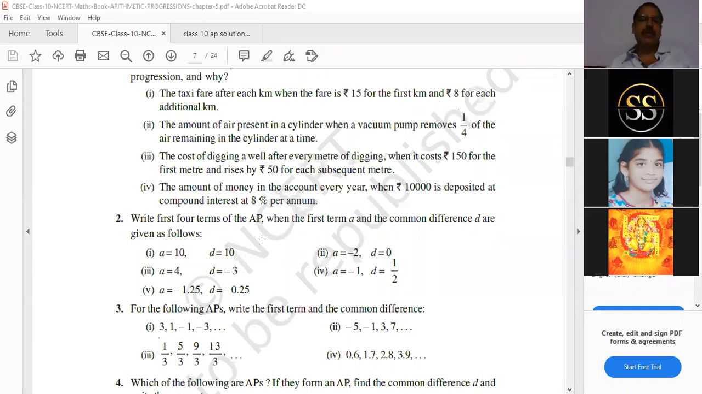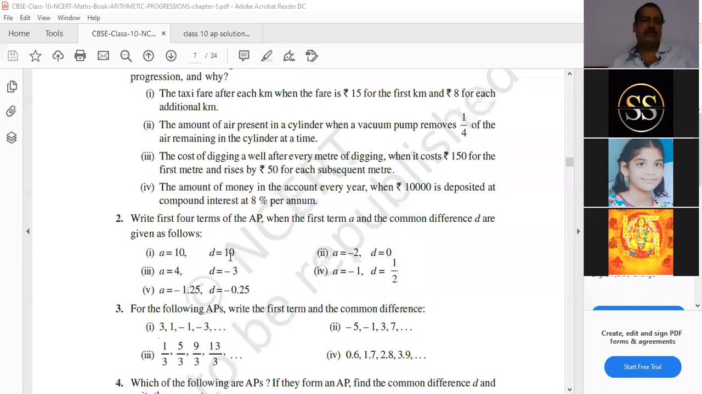Okay. Now already how many have joined? 16. Okay, can start. See the second sum. Write the first 4 terms of the AP when the first term A and the common difference D are given. You have to write the first 4 terms. A equals 10, D equals 10. First 4 terms.